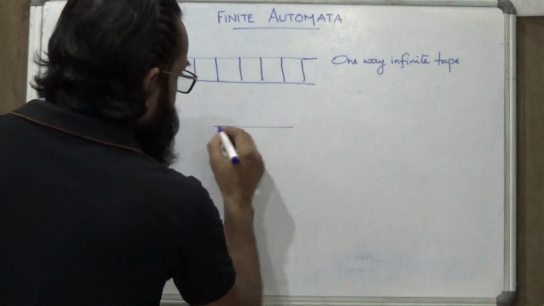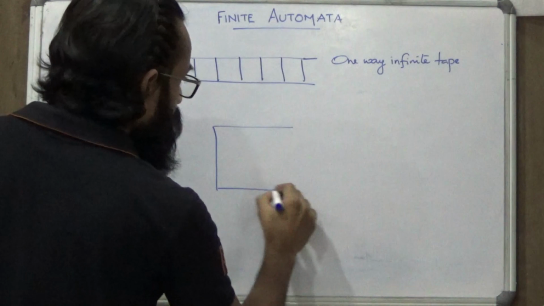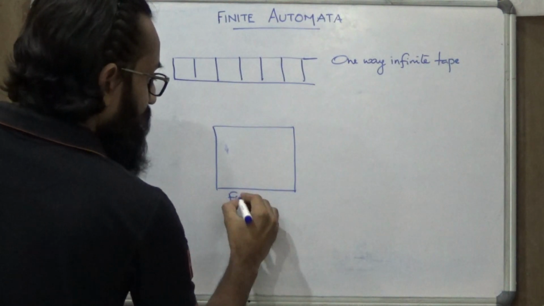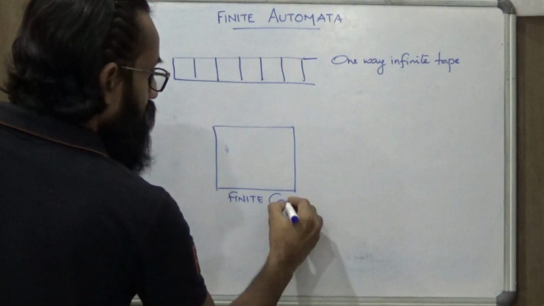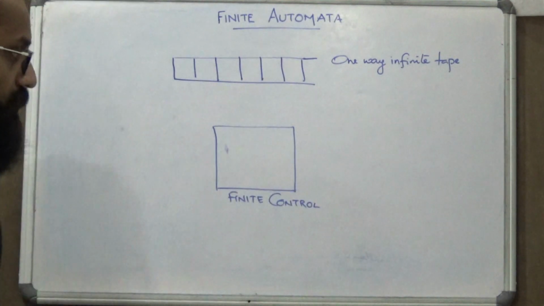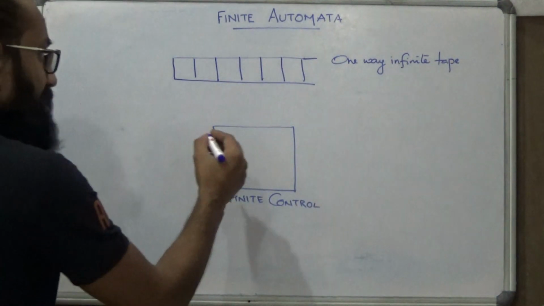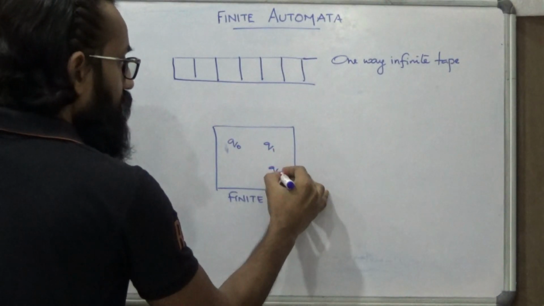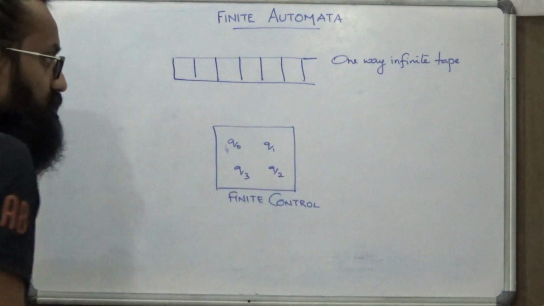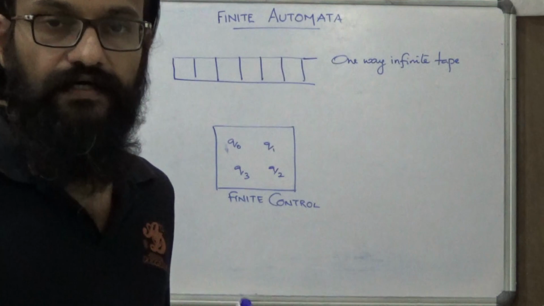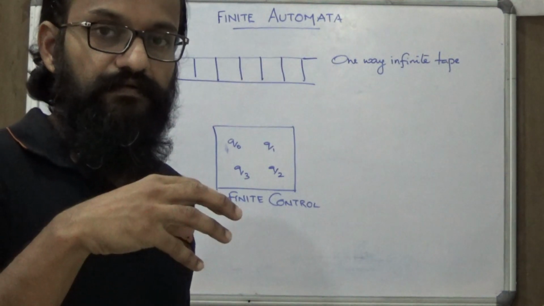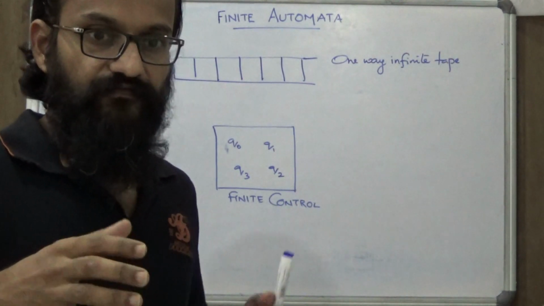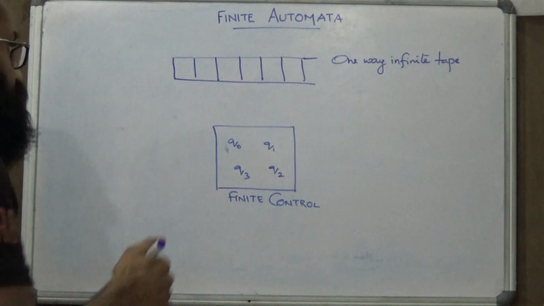Then the next component is a finite control. A finite control that transitions within a finite set of states. So let the states be Q0, Q1, Q2, Q3. So this is the heart of this machine, which will be in a state within a finite set of states.